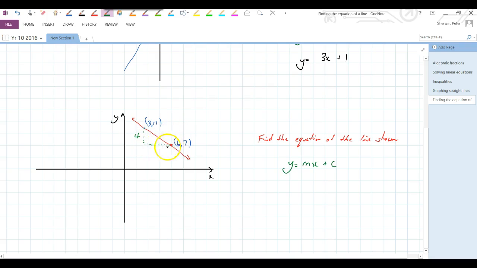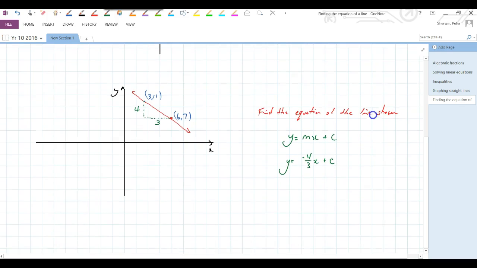And this distance here is 6 minus 3 is 3. Distance is 4 over 3, but it's negative. So I would say I'm putting in y equals minus 4 over 3x. That gets me the gradient bit of it, but I don't know what my c is.